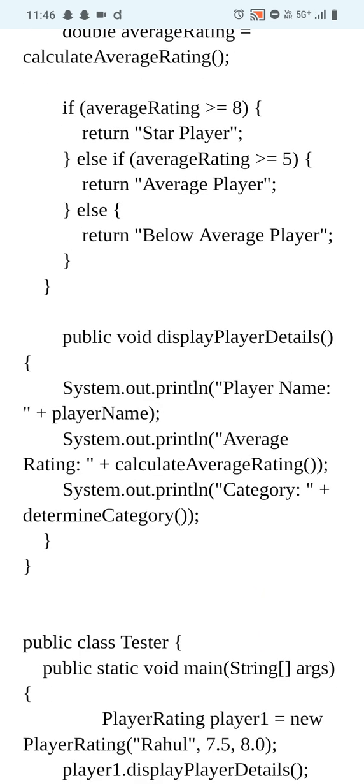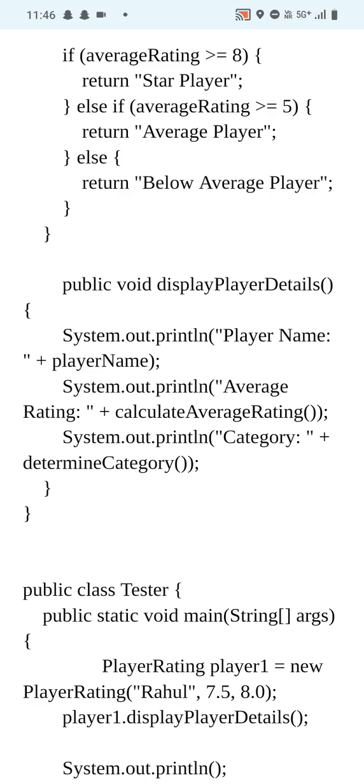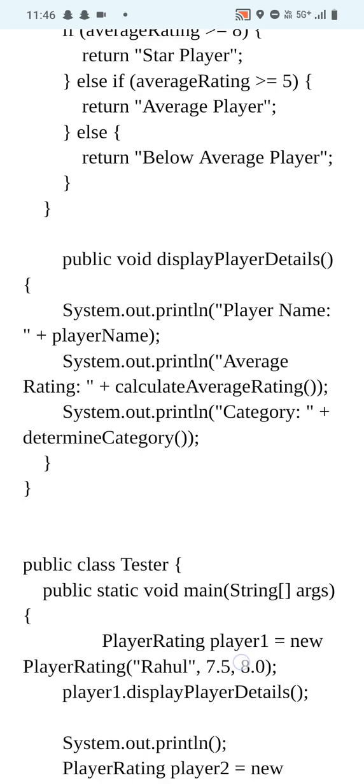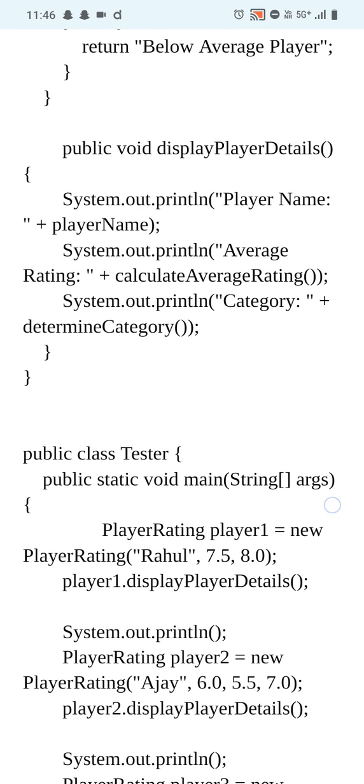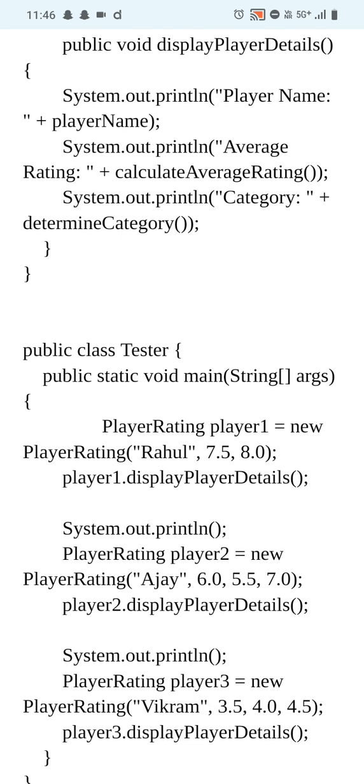Public void display player details. System.out prints the player name, the average rating and the category. And next, the classes.